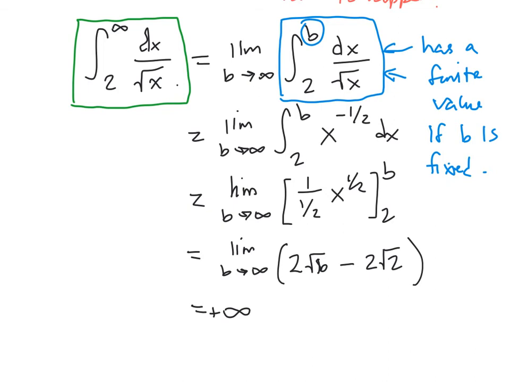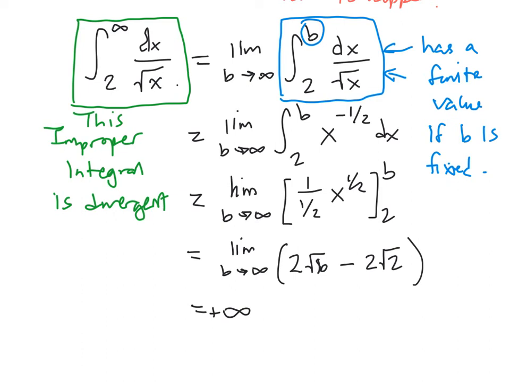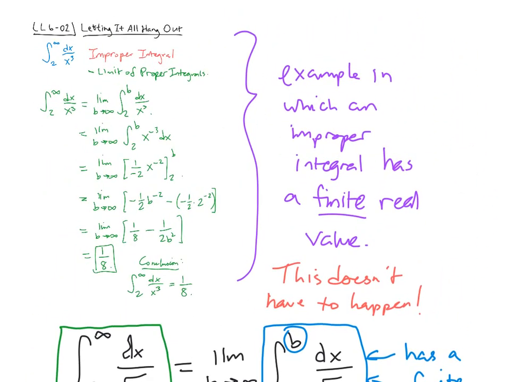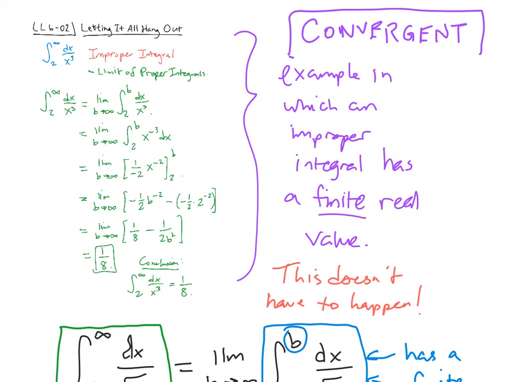So for that reason, we say that this integral, this improper integral, this one, is divergent. Okay, not like the teen novels by Veronica Roth. Divergent meaning that this has no finite real value. Whereas on the other hand, the integral we worked with here, we would say that this one is convergent. Convergent. Meaning it converges to a finite value even though we're integrating over an infinite interval.